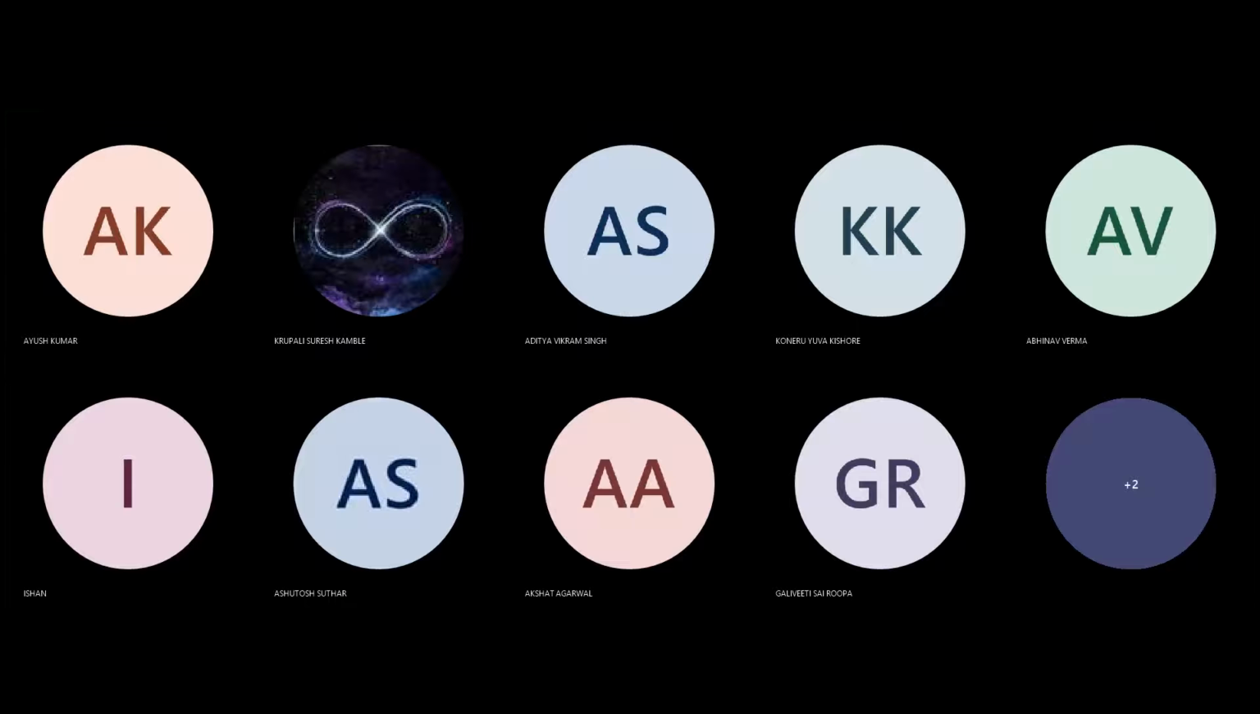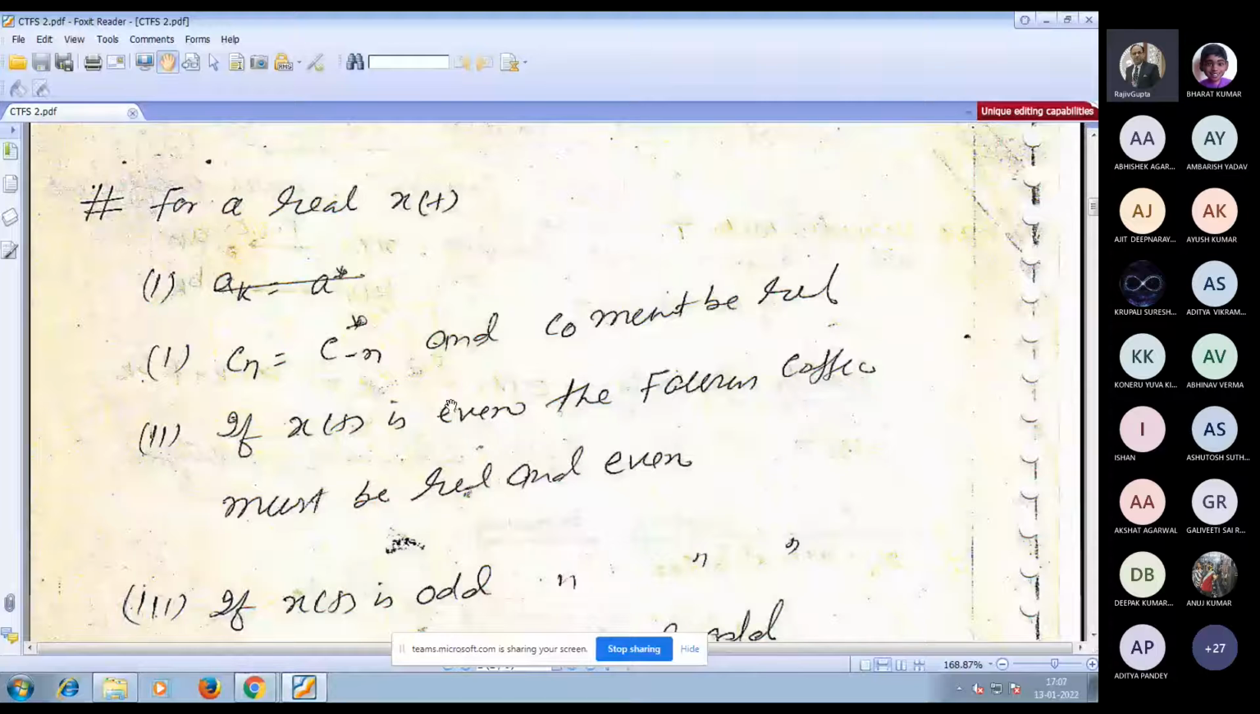Certain other points which you can talk about. Xt is real means a signal could be a complex signal also, but here this property is leading towards the real signal. That is, if xt is real, then C of n is equal to the conjugate of C of minus n, and C naught must be real. This is the point we can talk about if xt is real: C naught must be real, along with Cn equals the conjugate of C of minus n.